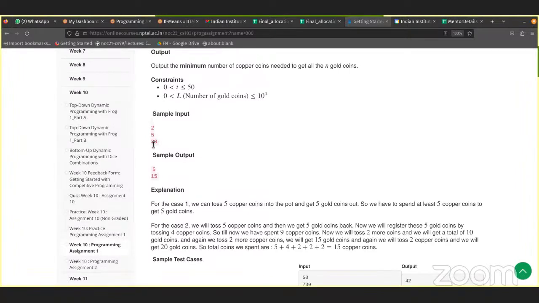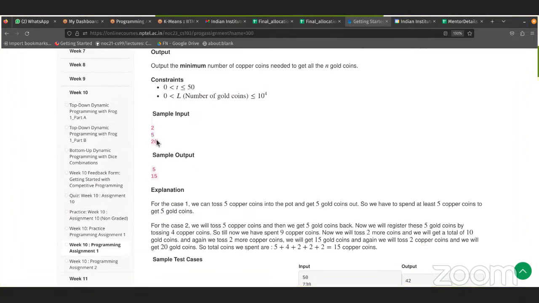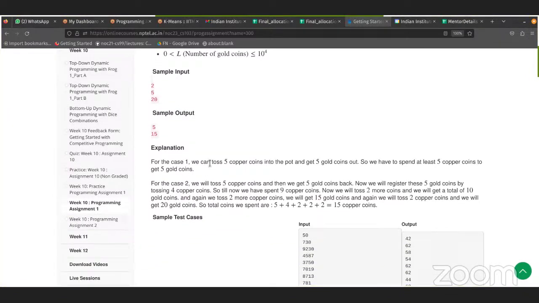We have 2, 5, 20. So 2 is the number of test cases. 5 is the first case. We have to take out 5 gold coins, so how many minimum copper coins would be needed? In this case we have to put 5 copper coins to get 5 gold coins. That's the rule. We cannot have a solution better than 5.